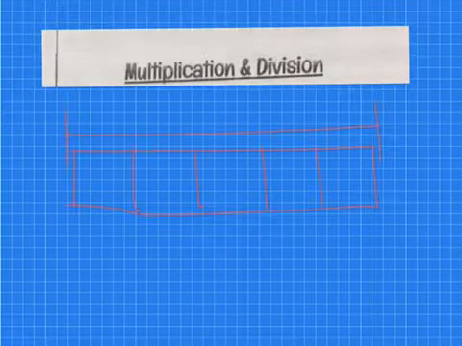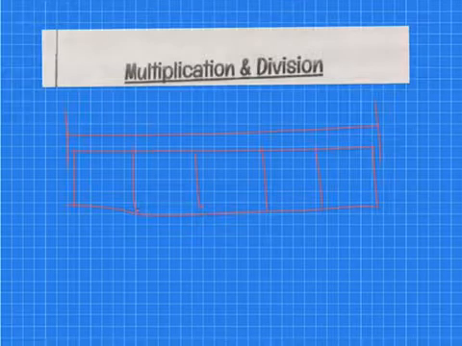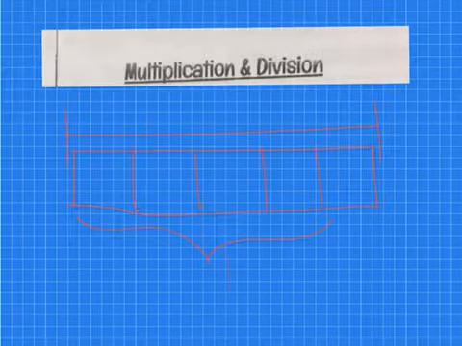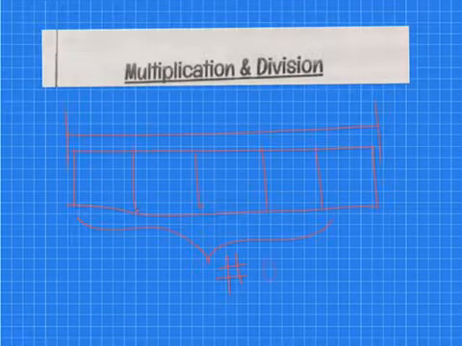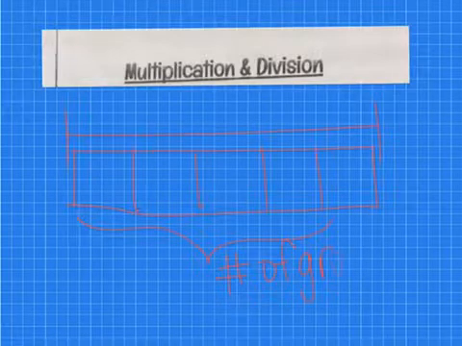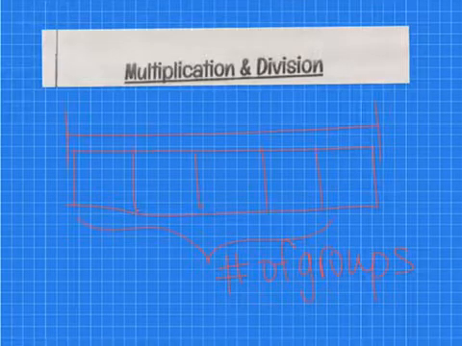Word problem structures are set up in this way, where you will always have a total line. In this example, you'll see we have 5 boxes. Those would be the number of groups that we have.